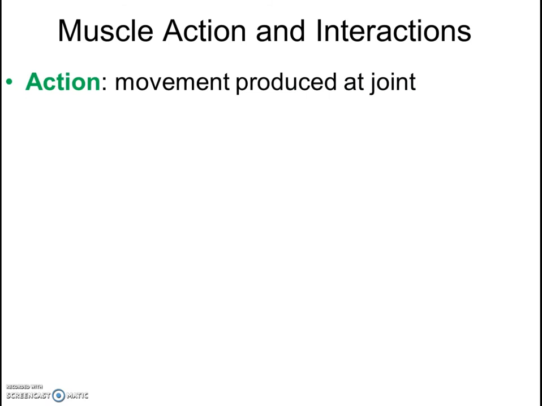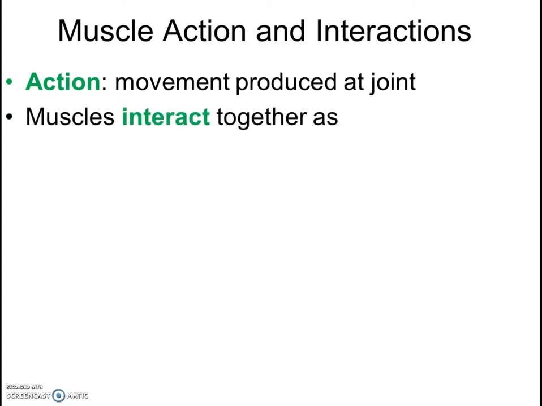All right, next we're going to talk about muscle actions and interactions. So we just talked about actions of muscles and how they move, and we know that the movement is produced at the joint. Importantly, muscles interact together, so you never really have just one muscle working by itself. So let's talk about these interactions.